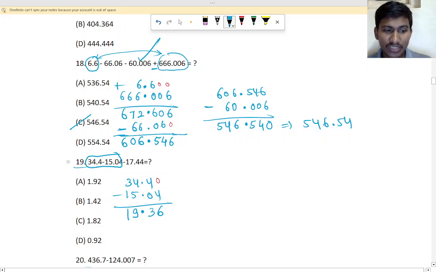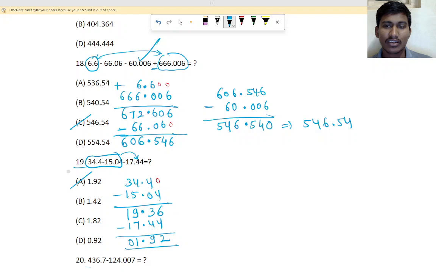Now from this answer you have to subtract this one: 17.44. So what will be the answer? 6 minus 4 is 2. 13 minus 4 is 9. Point as it is. Here 8 minus 7 is 1, and then 0. So 1.92 will be the answer. What will be the answer? 1.92.